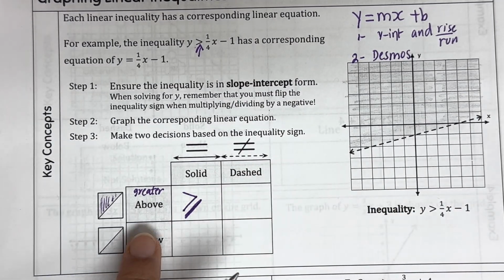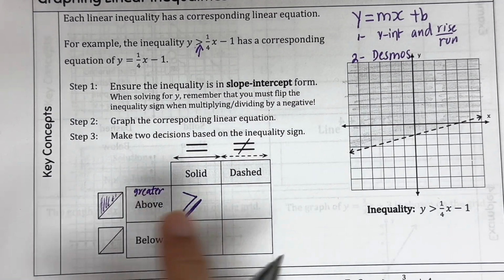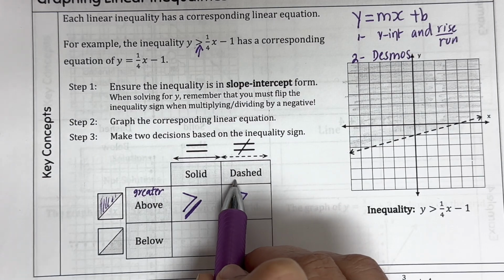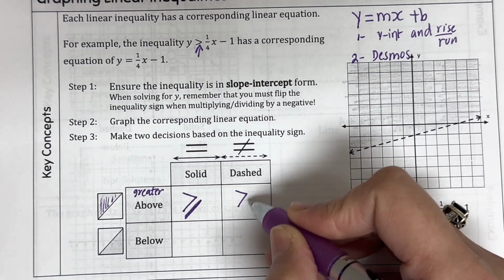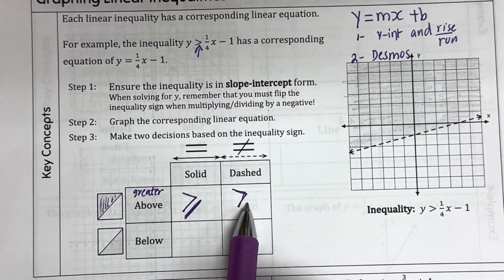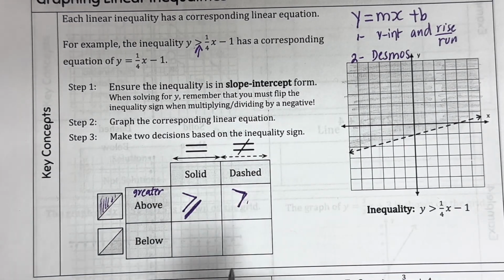What goes in this box? I have above, that means I have the greater than symbol. And it says dashed line, that means I don't have equal, so just greater than. That's the symbol. So if you don't have an equal in it, that means it's dashed.